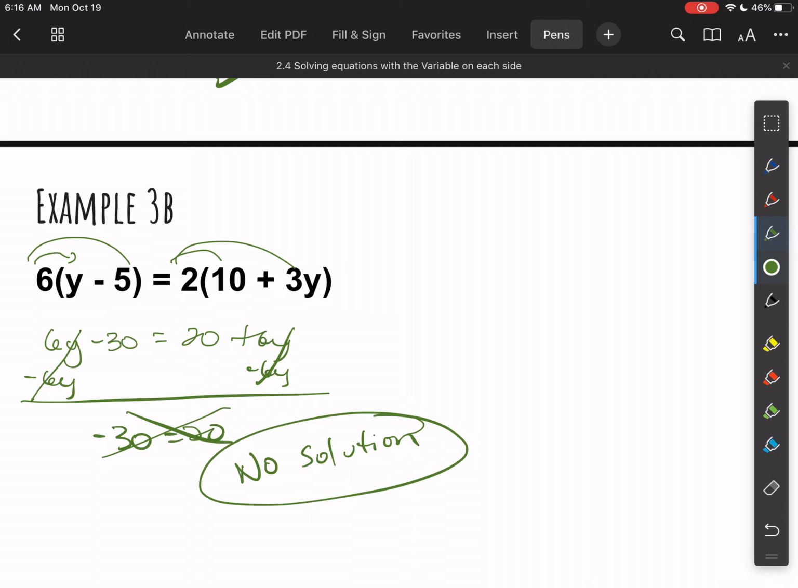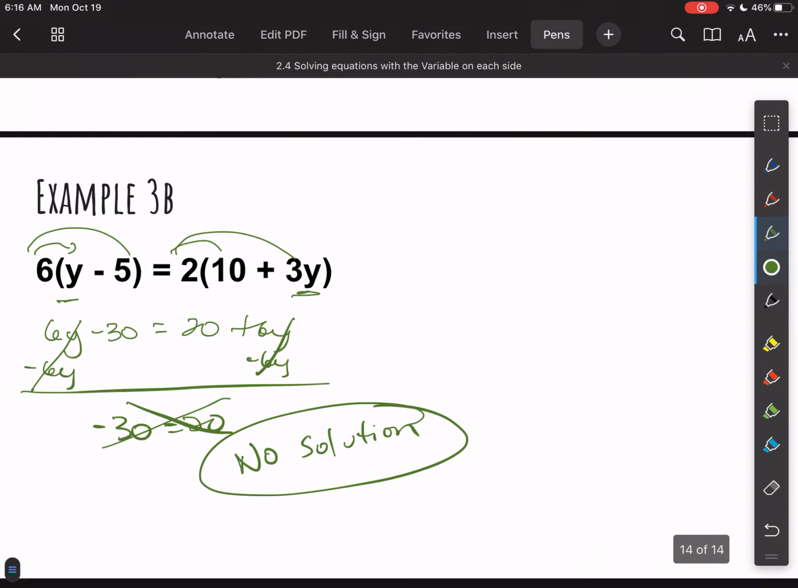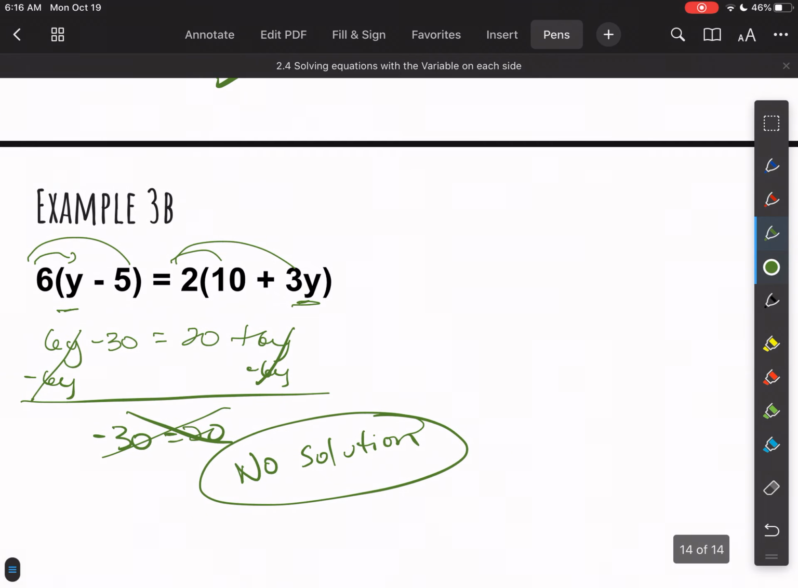If something worked in here, if something could work in here, then we'd have a solution. If everything worked in there, then we would have all reals. But here, nothing can be plugged in there. So these two things were never balanced. Never balanced. Okay, nothing could ever work there.